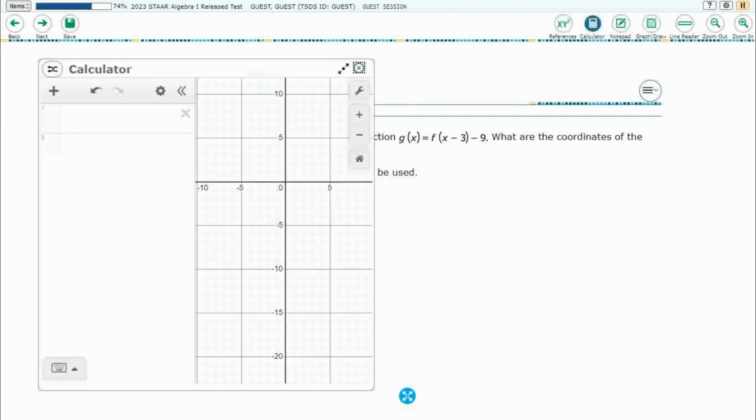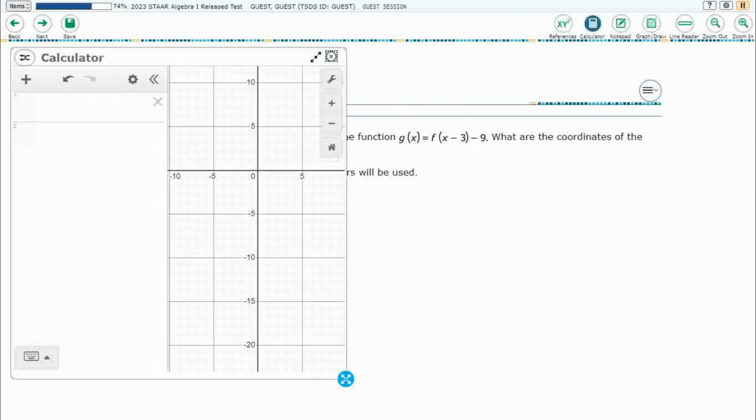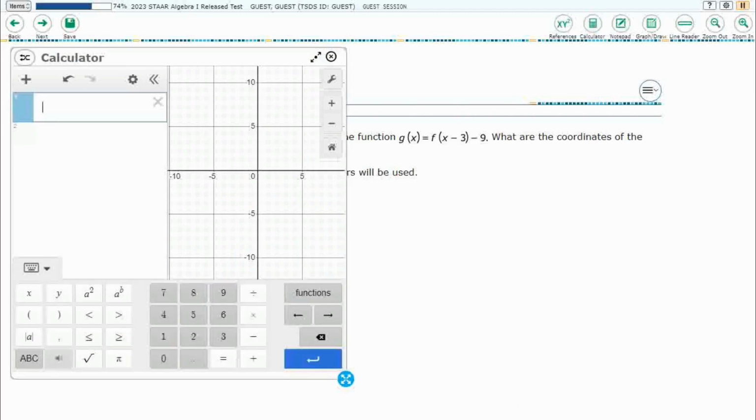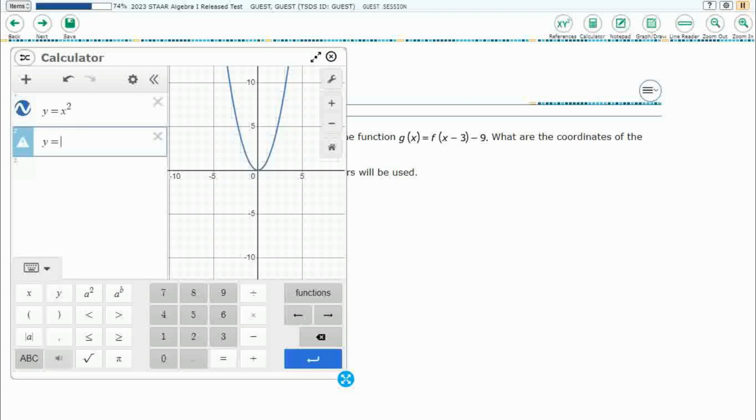I'm going to graph first my basic, y equals x squared. Okay, so there we go. Now, I'm going to do this other one. I'm going to say y equals, I need my parentheses. Now this is f of x. Remember, it's going to end up being squared, so I need the parentheses. I need x minus 3. You need to close it. I do need to square it because it is a quadratic.